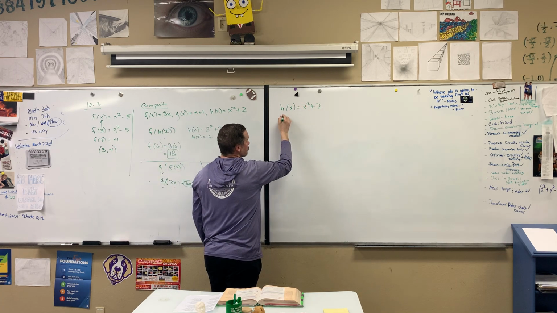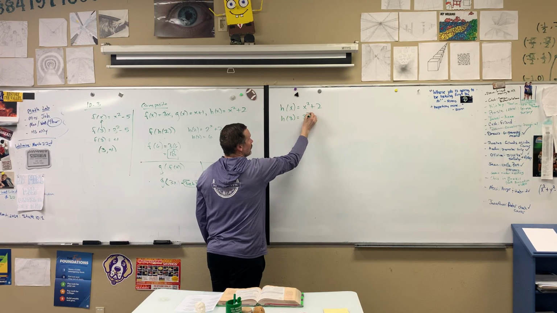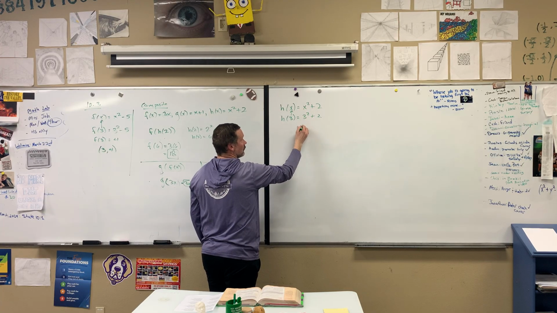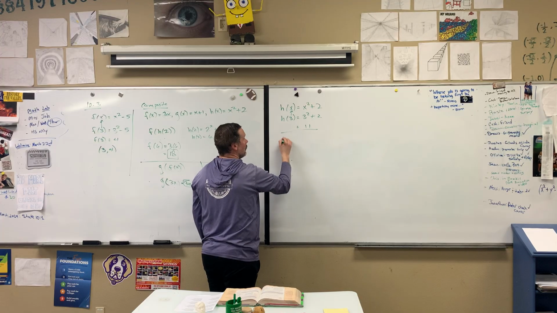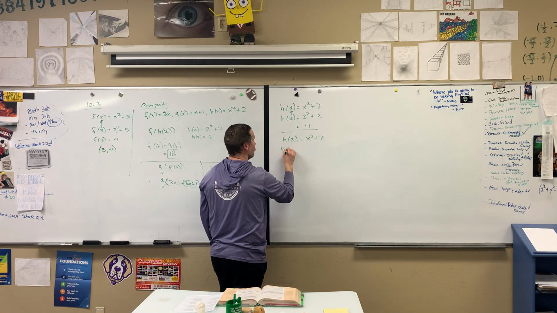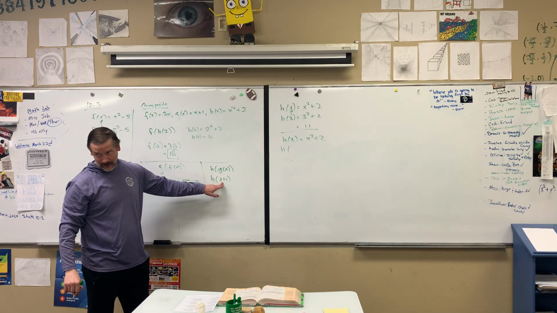So again, we say h of 3. Let's say it's 3. We would say 3 squared plus 2, right? Wherever you see an x, you're going to plug in a 3. So we would say 3 squared plus 2, you would get out 11, right? But in this case, we don't have 3. What do we have? X plus 1.